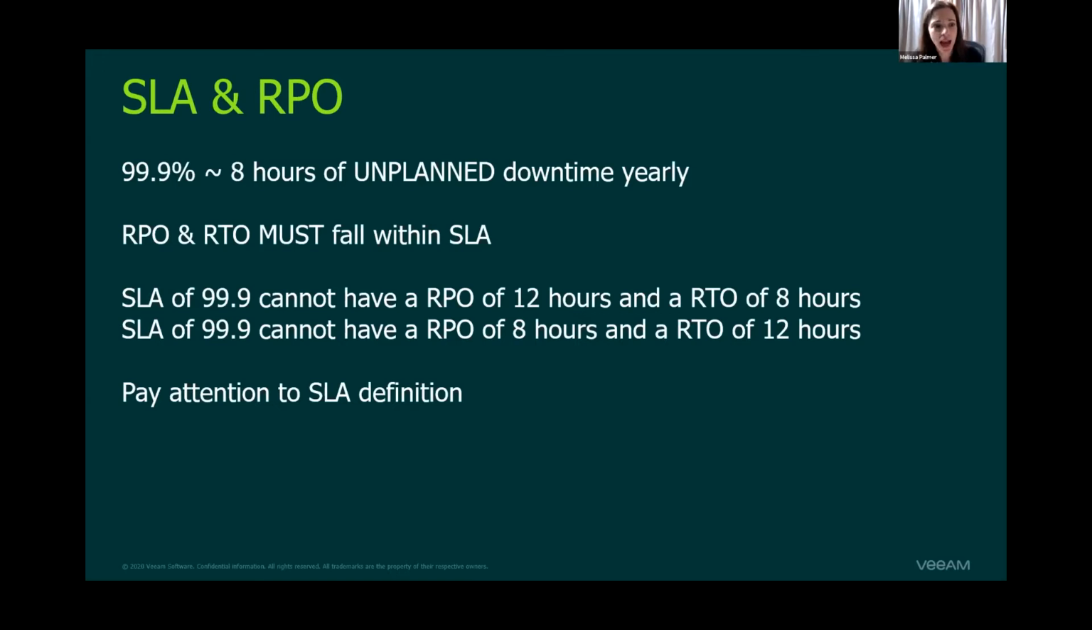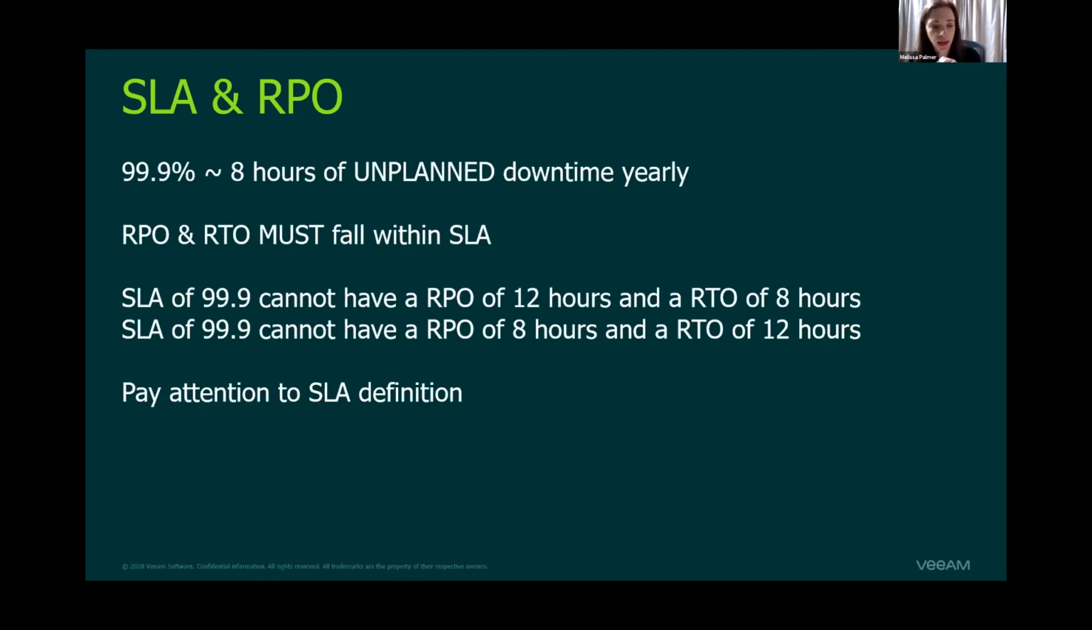But the trick is, and how RPO and RTO work with SLA, and we'll mostly talk about RTO and RPO going forward here, is they have to fall within the SLA, right? So you can't have an SLA of 99.9, 3 nines, and have an RPO of 12 hours, because 12 hours is older than the data you need to have to meet your SLA. 8 hours, you can't exceed that 8 hour mark for 3 nines, right? Same thing with your RTO. You can't go beyond that 8 hour mark or you're not going to be within your SLA.